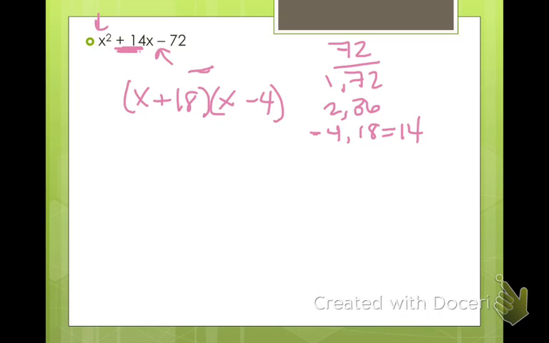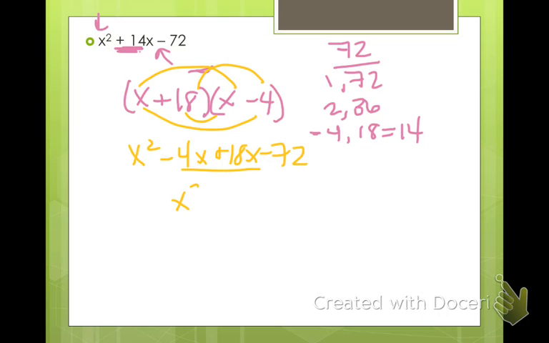I'm going to go ahead and check this by multiplying. x times x is x squared. Then I have a minus 4x, a plus 18x, and a minus 72. Combine my like terms: x squared plus 14x minus 72. Is that the same as our original? It is. That means we factored correctly. Hooray!